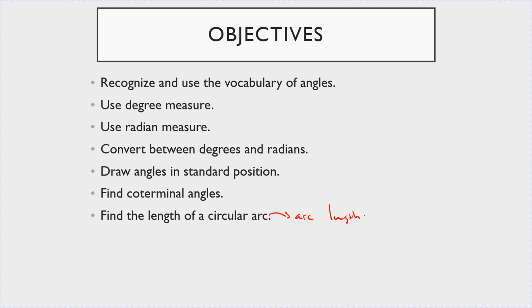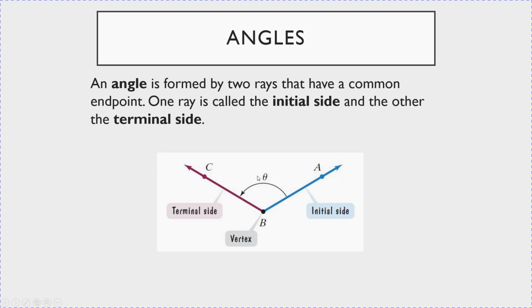Okay, so let's jump right into this. What exactly is an angle? An angle is formed by two rays that have a common endpoint. One ray is called the initial side, and the other ray is called the terminal side. Here we have these two rays. Rays have a starting point and then go on forever. This right here is the common endpoint of the rays. We can think of this as what's called the vertex.